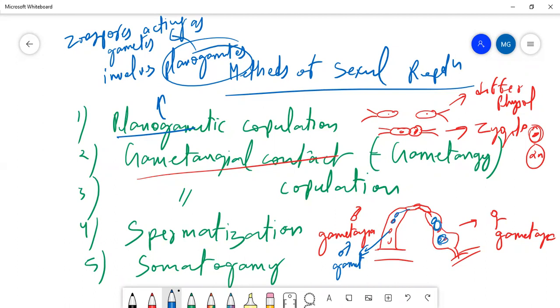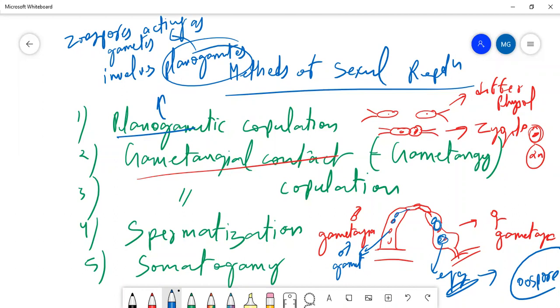So this is sexual reproduction by gametangial contact. It means male and female gametangia will make contact, and the nucleus of the male passes through the fertilization tube, goes and fertilizes the female gamete, or sometimes we call it the egg. A zygote will be formed. This is very clear. Sometimes this zygote is also called oospore. That's it. So this is gametangial contact.